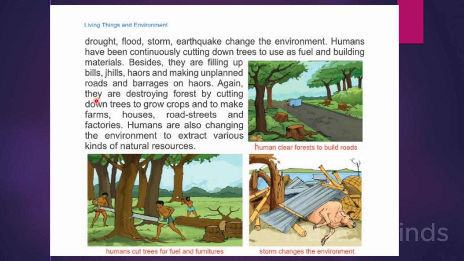Again, they are destroying forests by cutting down trees to grow crops and to make farms, houses, roads, streets, and factories. Humans are also changing the environment to extract various kinds of natural resources. See the image: humans clear forests to build roads. Humans cut trees for fuel and furniture. Storms change the environment.